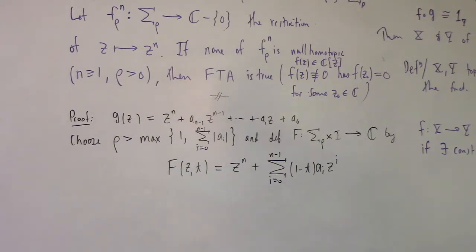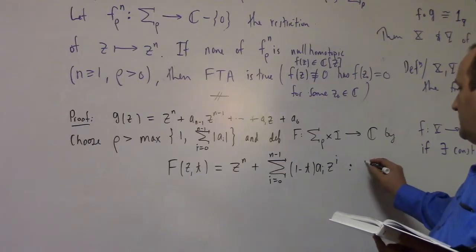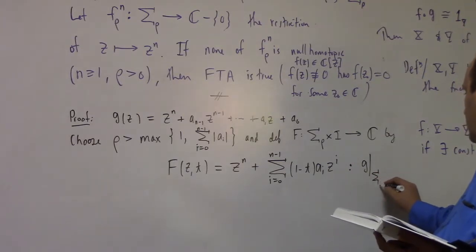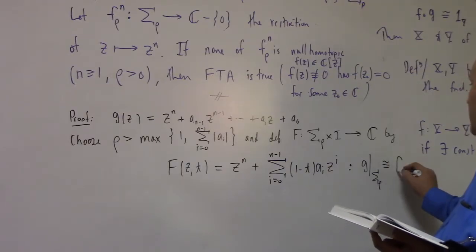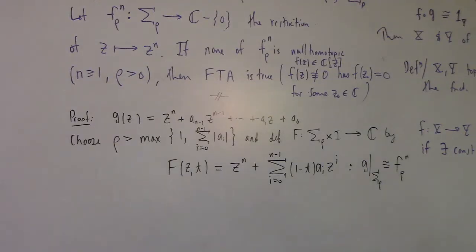Now he claims it's obvious that f provides a homotopy of the restriction of g to the circle and f_n of rho. He says that this provides a homotopy of g restricted to this and f rho n. Let's see if I believe that. What do you guys think? Well, it looks continuous. Continuity, yeah, as usual. It's a polynomial. So that looks good.